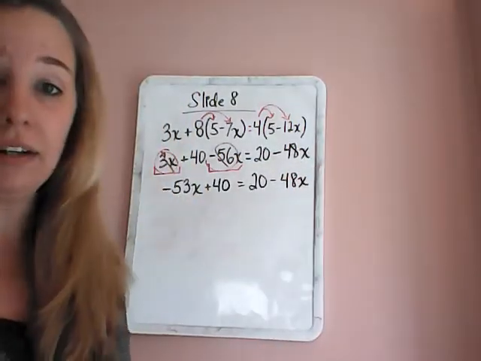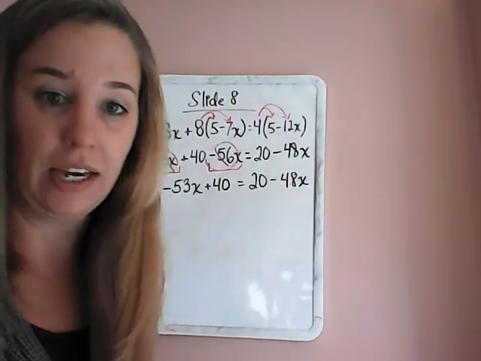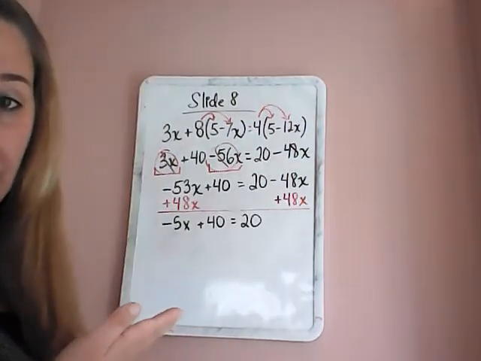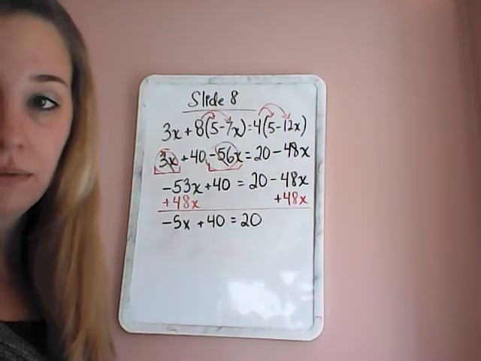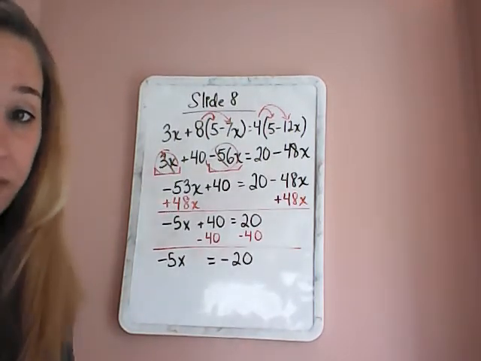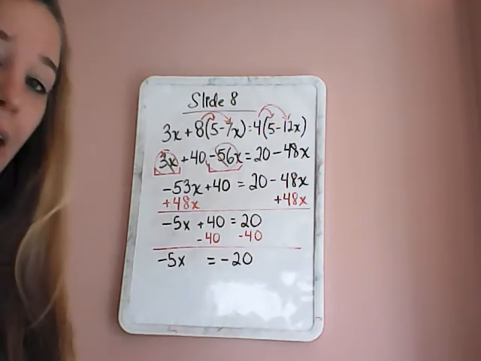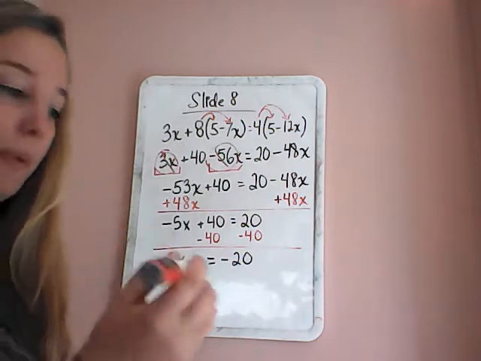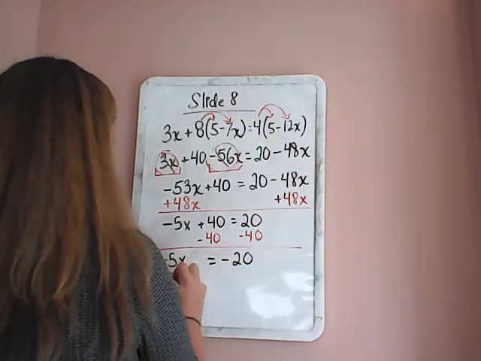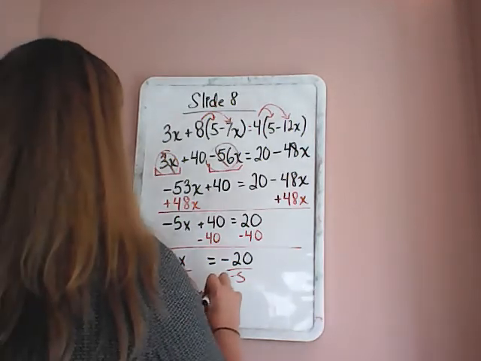So pause the video here. There's no more distribution. Try to solve it on your own, and then I'm going to post the answer. So I added 48x to both sides, bringing me here. I subtracted 40 from both sides to get all my constants to the right. And now I'm going to divide both sides by -5 to get x alone. And therefore, x equals 4.